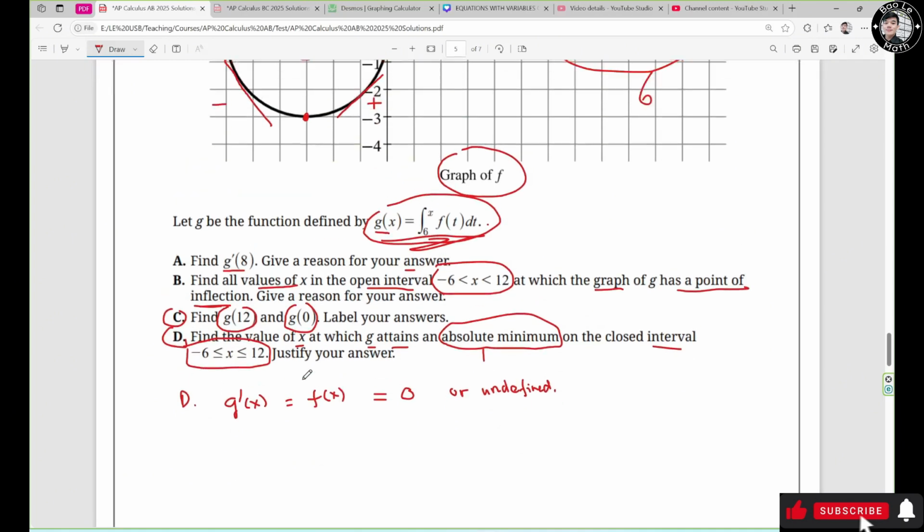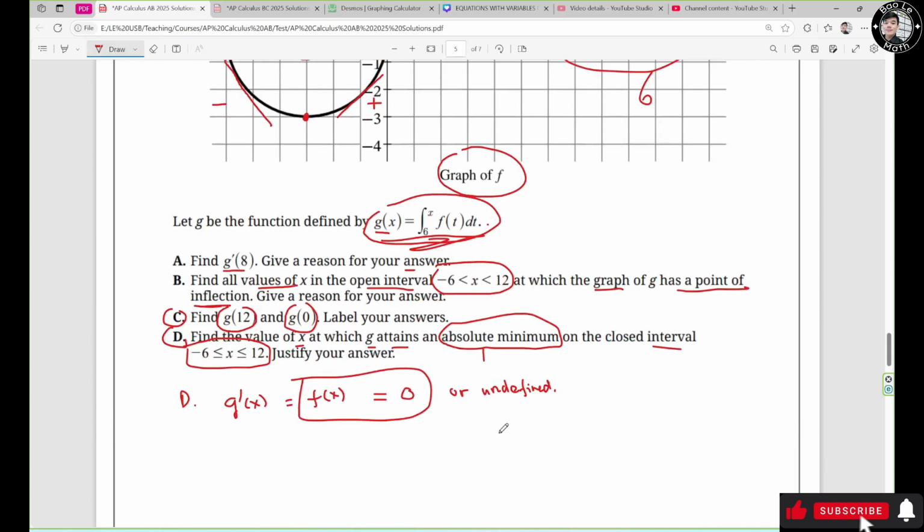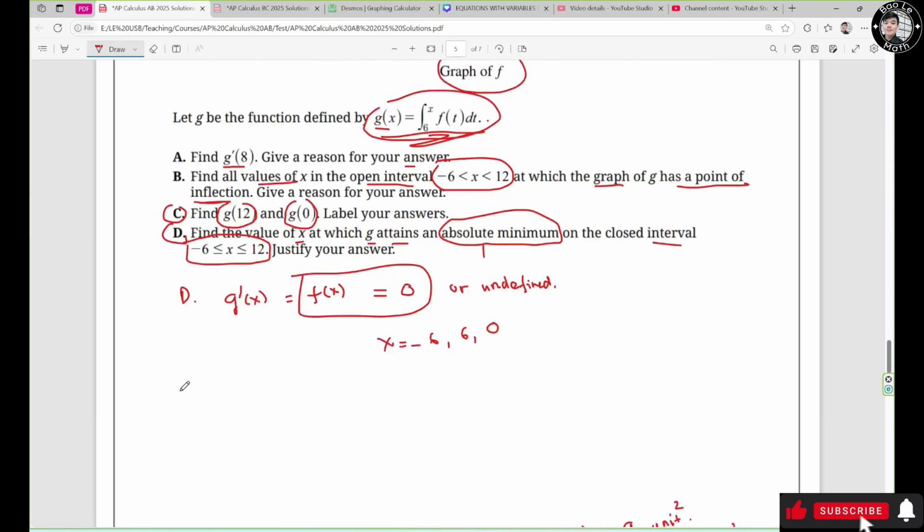Now, we look at the graph right here, f of s equals 0. It's going to be right here, the first 0 right here, -6. The second 0 right here is going to be 0. And the last 0 right here is going to be 6, right? So you have s equals -6, 6, and 0. Now you need to find the values of g of -6, g of 6, g of 0. And don't forget the interval right here, -6 to 12, right? So you need to check the endpoints.